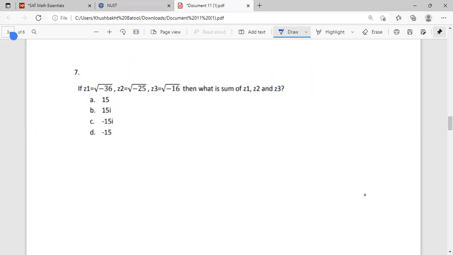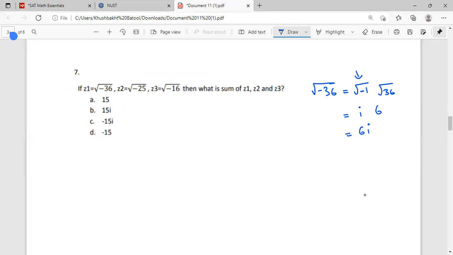If Z1 is under root -36, Z2 is under root -25, and Z3 is under root -16, then what is the sum of Z1, Z2, and Z3? Okay, now let's think about under root -36 here. So we have this in mathematics. I can write it as under root -1, under root 36. This is basically iota because this is a complex number and this is 6. Okay, so I can write it as 6 iota.